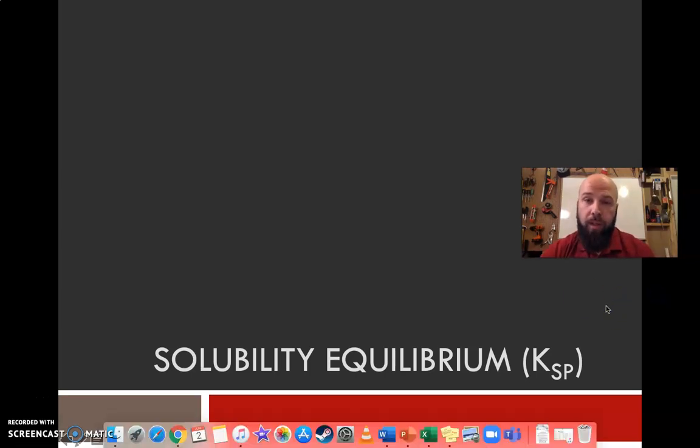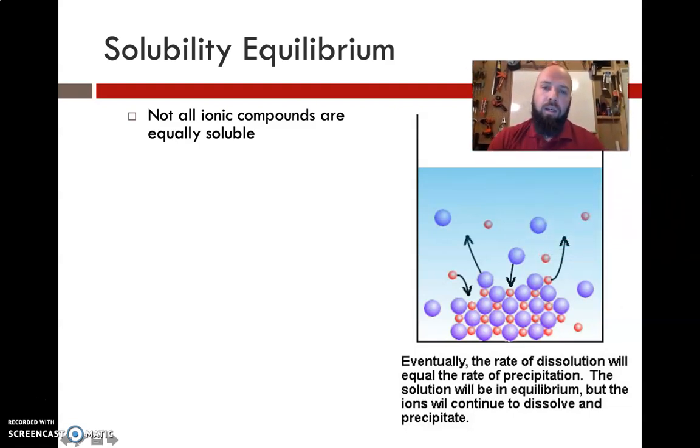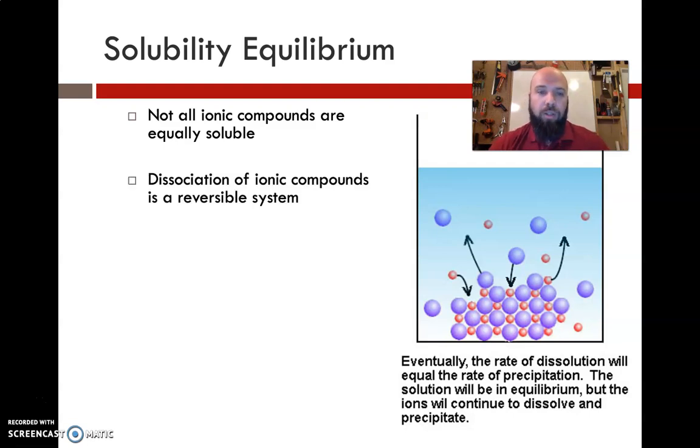The solubility equilibrium. Not all ionic compounds are equally soluble, and this is due to certain factors. Obviously, things like temperature and pressure change the solubility of an ionic compound. The dissociation into its ions is a reversible system. For example, calcium chloride would form calcium 2+ ions and 2 chlorine- ions, but could then, in a reversed reaction, form the solid and precipitate from that solution.